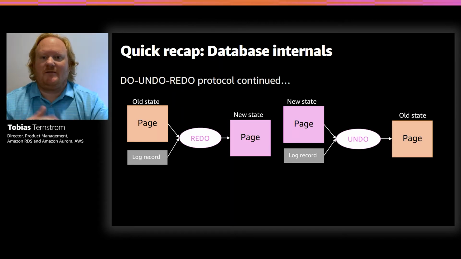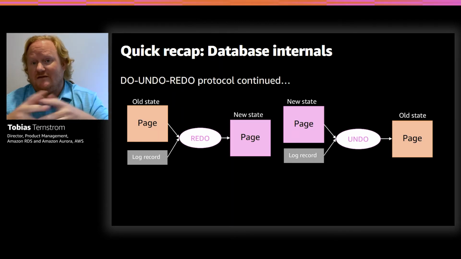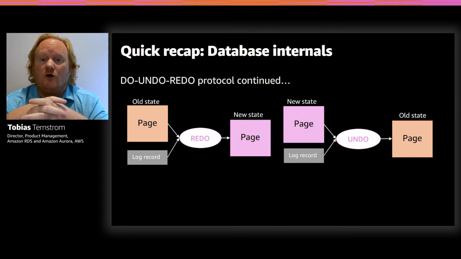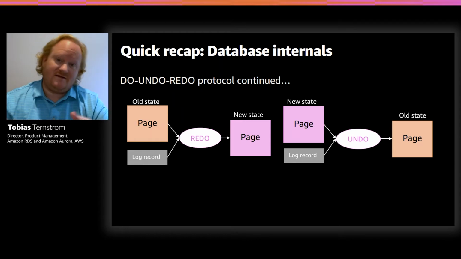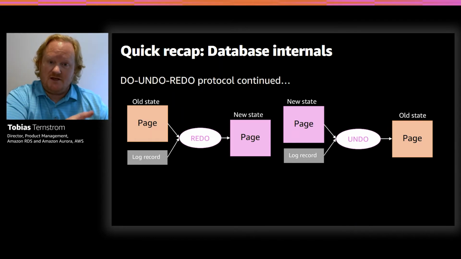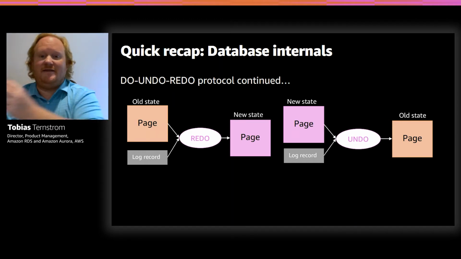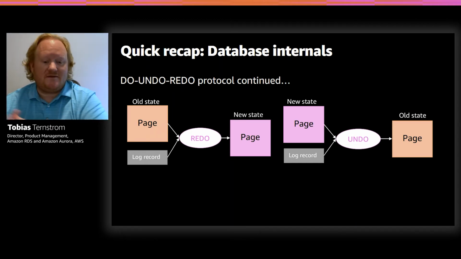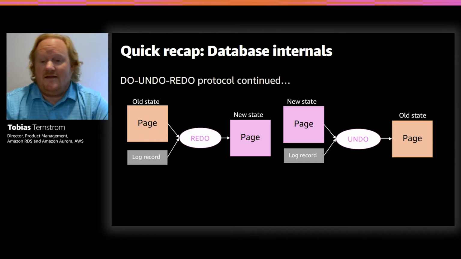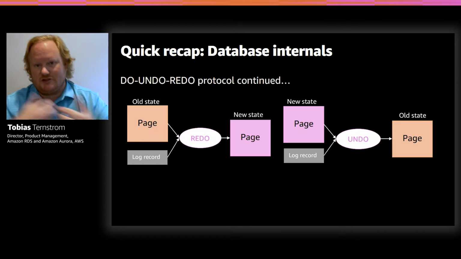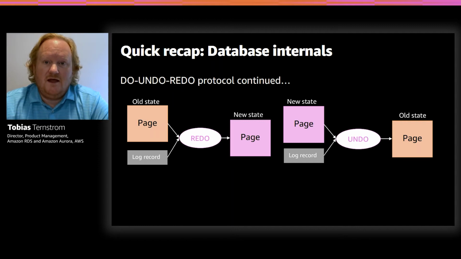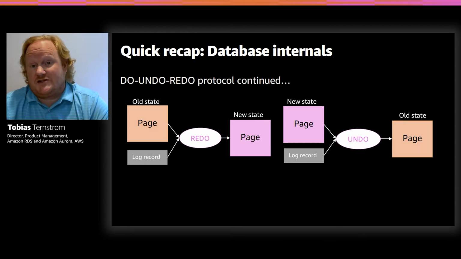So when your database starts up, it goes through the transaction log and sees if there's anything written to the log that hasn't been written to disk. And those things need to be redone, which means you take the log record that includes the change, you apply that log record to the old page, which is on disk currently, and then you write out the new page. So you get the new state out of this. And then when you want to undo, well, it's the reverse. So you have the new state, you take the log record and use it to undo so that you get back to the previous state. And this is the fundamentals of transactional databases.